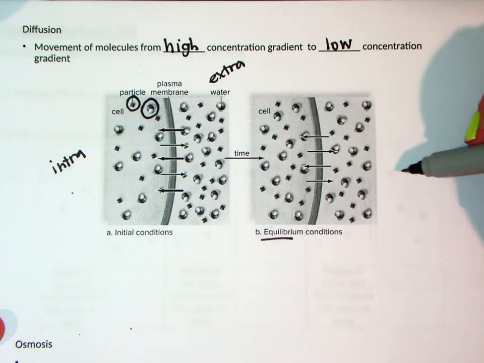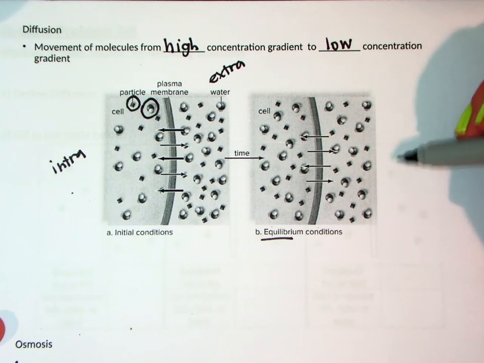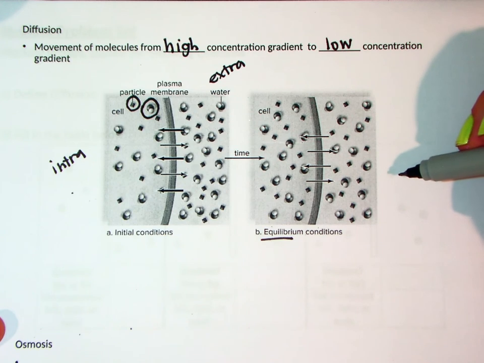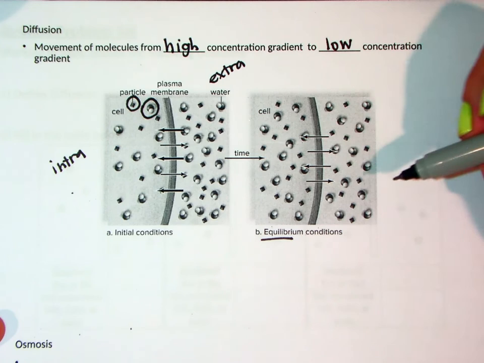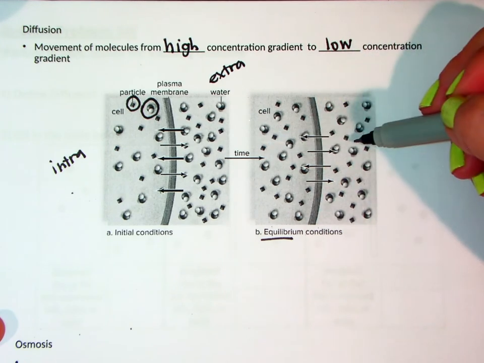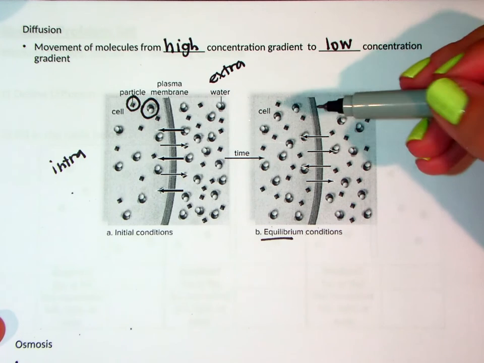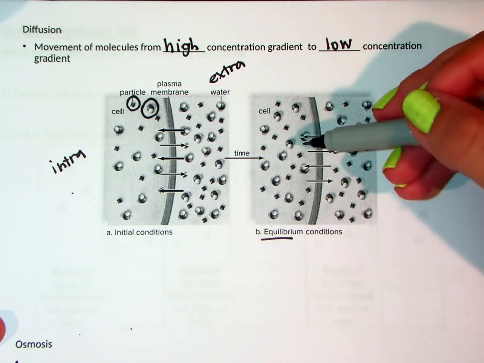And at this point, what students confuse sometimes is that at equilibrium nothing is moving. But you have to remember that molecules and particles are constantly in motion, so they're still moving back and forth between the cell membrane inside the cell and outside of the cell. But there's no net movement, so there's no change in the concentration.